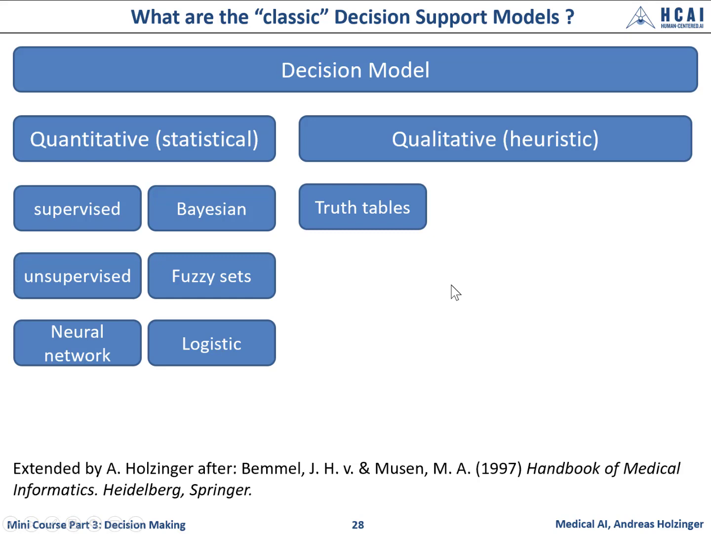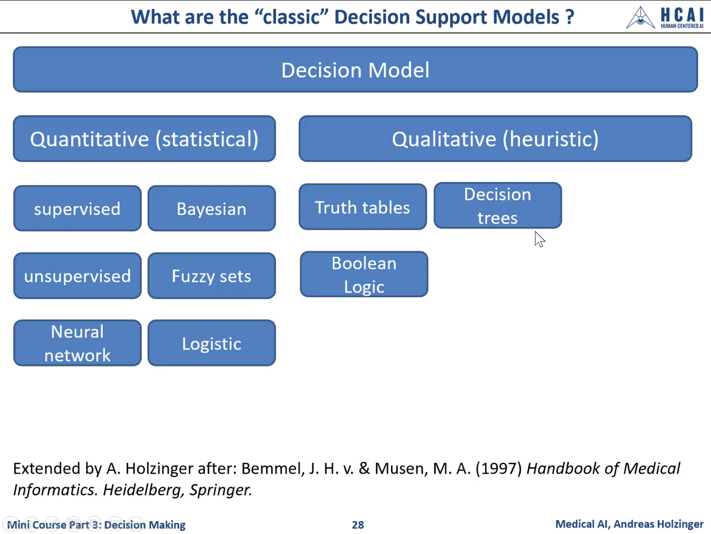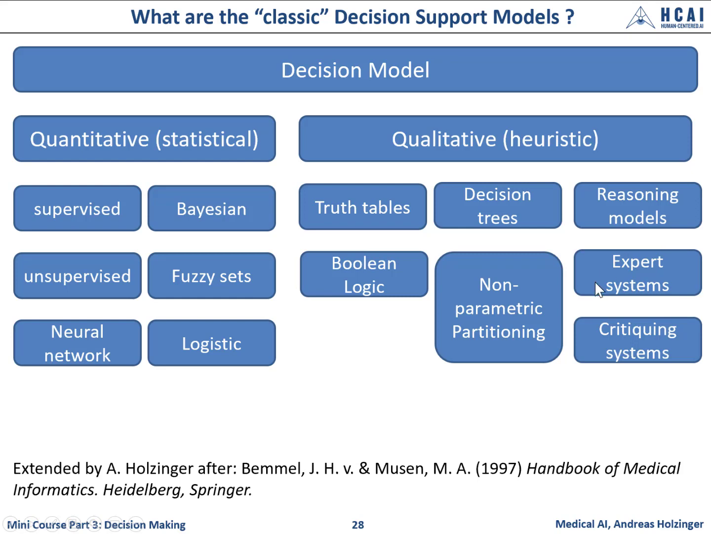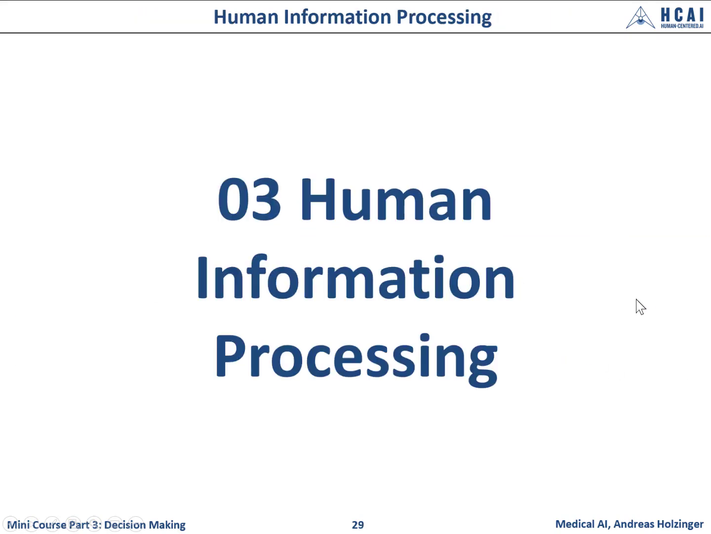And then we have these truth tables on the heuristic part, or the Boolean logic can be used, decision trees as we have seen before. Then one method is this non-parametric partitioning, then reasoning models and expert systems and critical systems. We will hear about this later on.